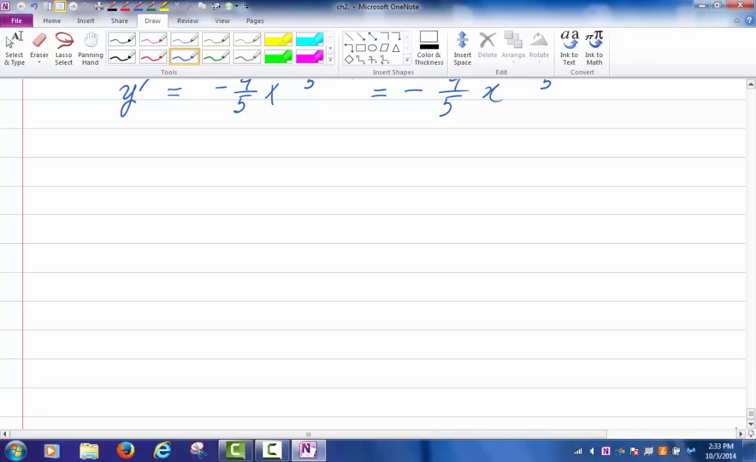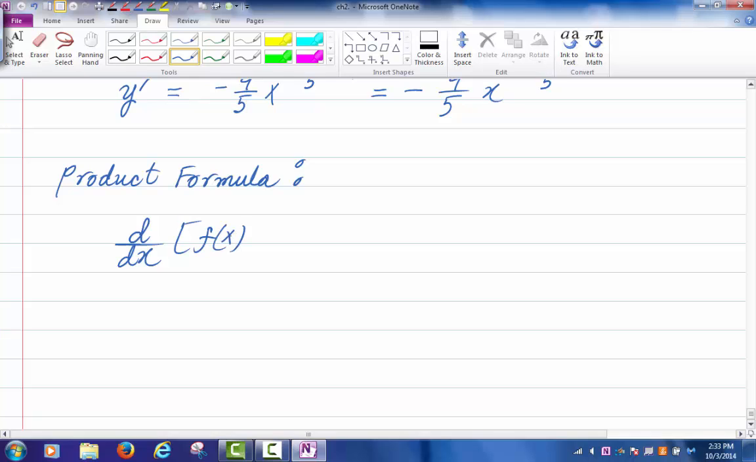Everybody's okay? All right. So here's the product formula. So what is that? If you have the product of two functions f and g, and we want to take the derivative of the product, how do you take the derivative of the product?